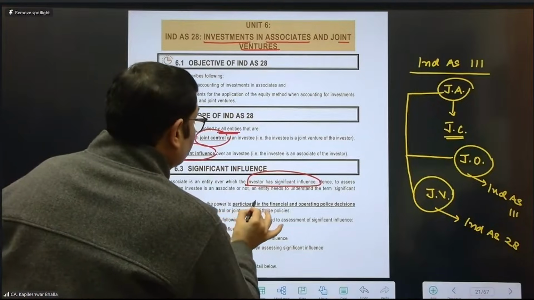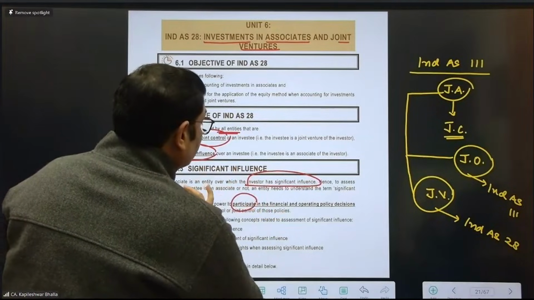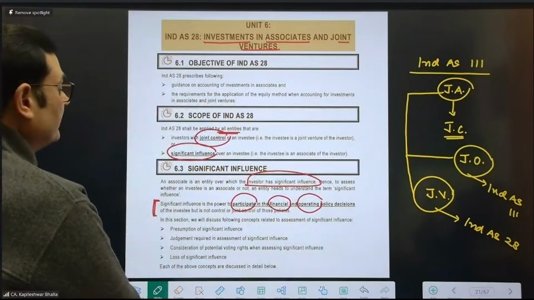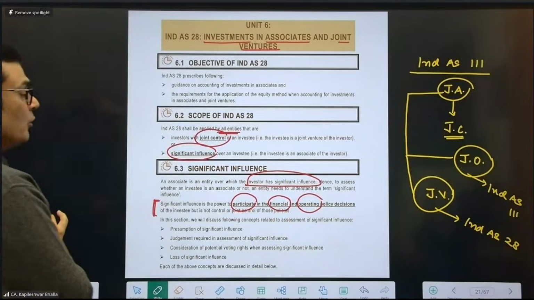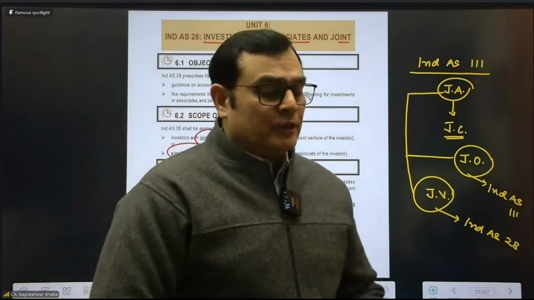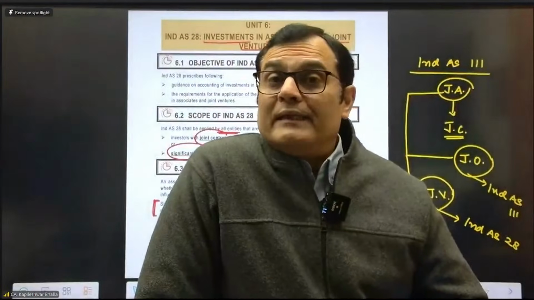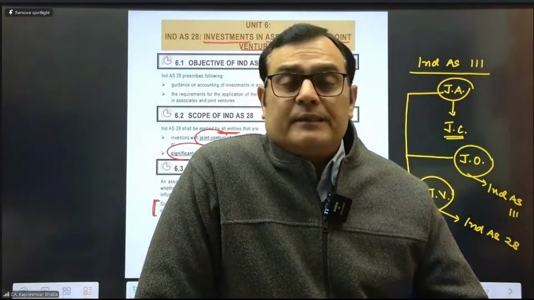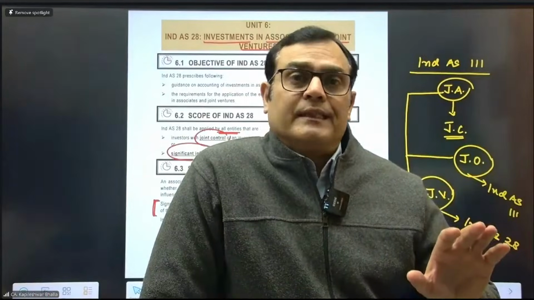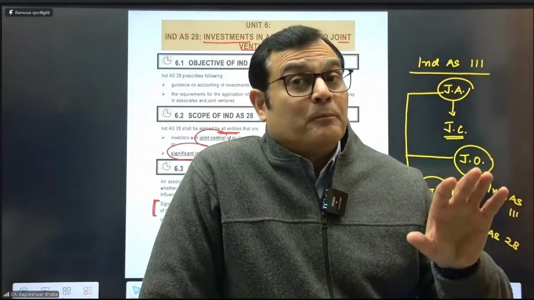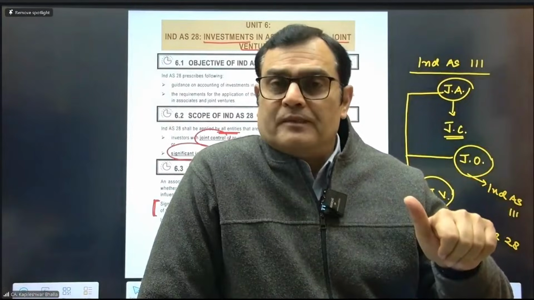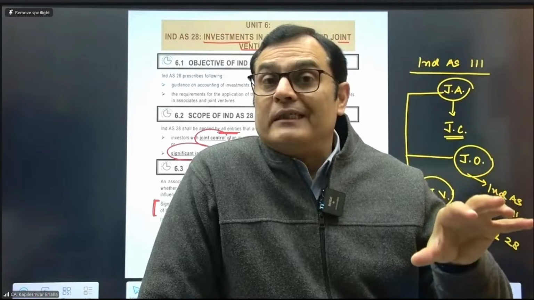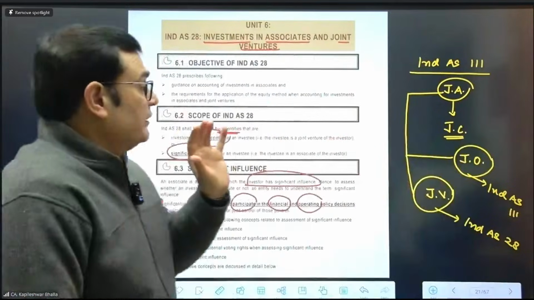Significant influence is the power to participate in the financial and the operating policy decisions of the investee, but it's neither a control nor a joint control. You can see one thing very clear, that when it defines the concept of significant influence, there is no percentage criteria. There is no rule-based criteria. It only says that you've got the power to participate. So the power to participate in the financial and operating policy decisions of the investee company is going to give you a significant influence.